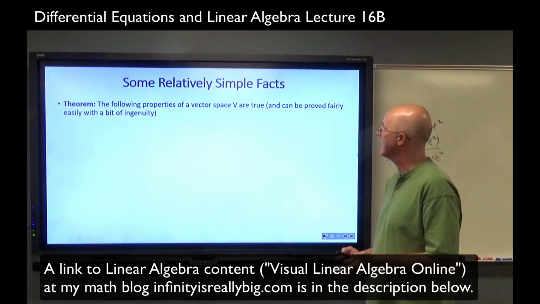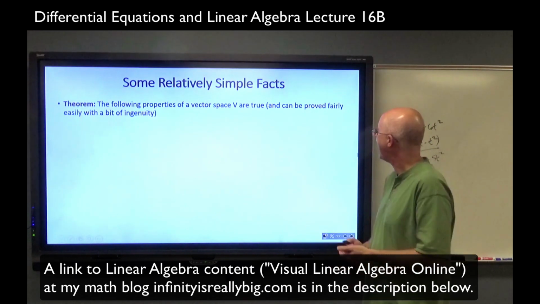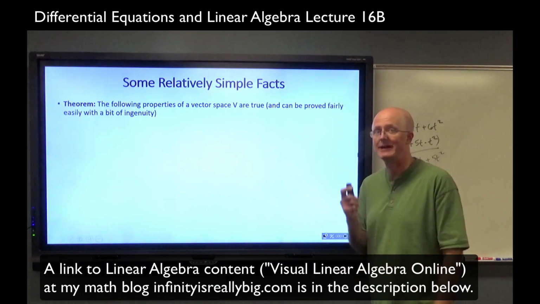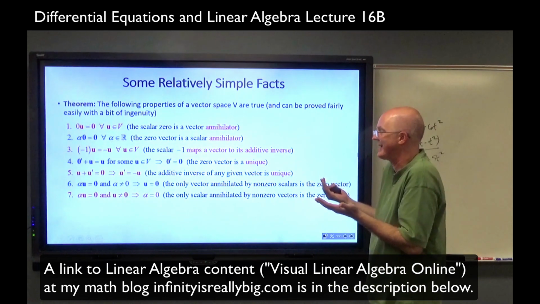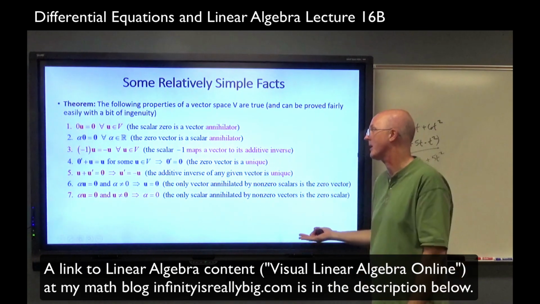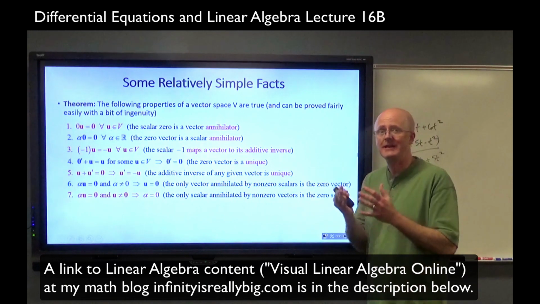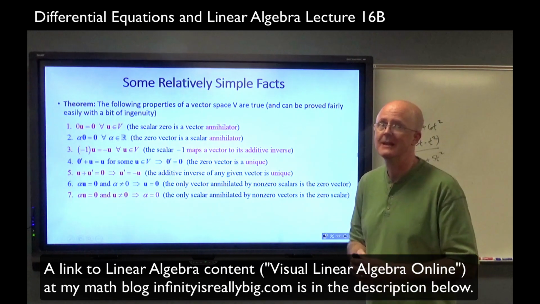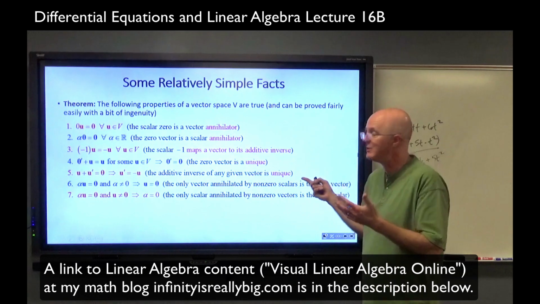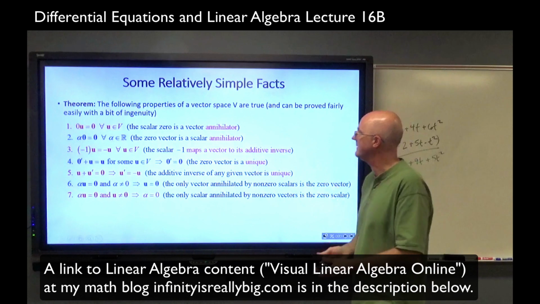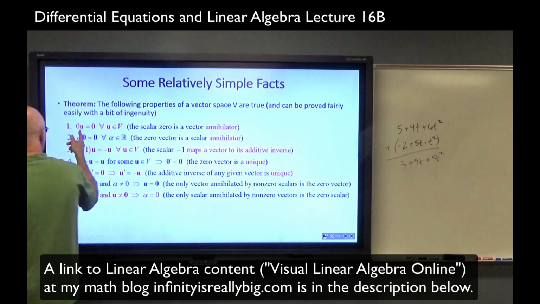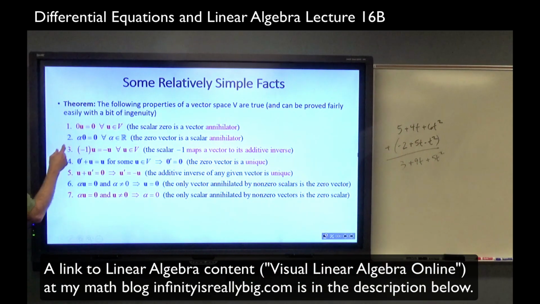The following properties of a vector space V are true and can be proved fairly easily with a bit of ingenuity. I'm not going to take the time to do that for time's sake, but these are things you would want to be true, okay? We don't take them to be axioms. We don't take them to be part of the definition because you want to try to keep your axioms as minimal as possible. If you can prove something from an axiom or two, then you should prove it, in this case as a theorem. These are, again, things you would want to be true. The number 0 times any vector is the zero vector. Any number times the zero vector is also the zero vector. The number -1 times any vector is its additive inverse.